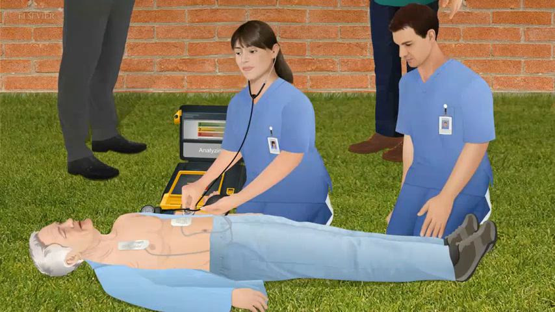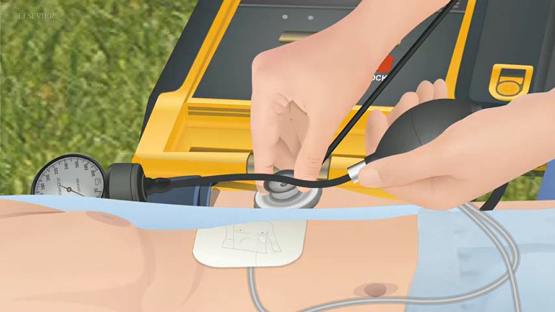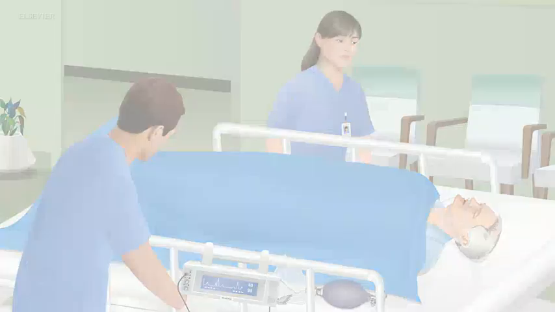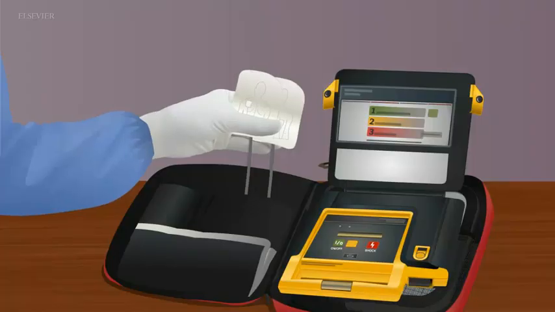If the patient regains a pulse, obtain vital signs and assess level of consciousness. Transfer the patient to the critical care unit per organization practice. Ensure that the AED is cleaned and the electrodes and pads are replaced.